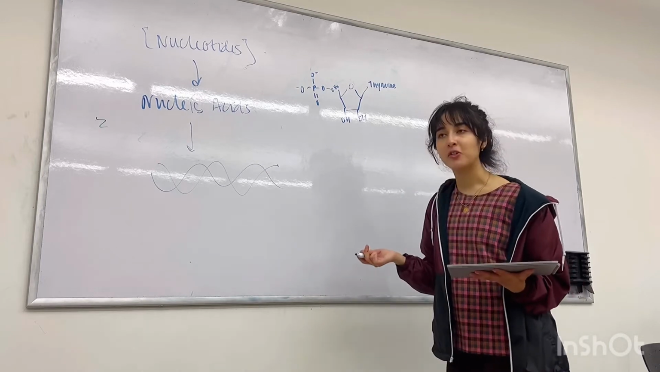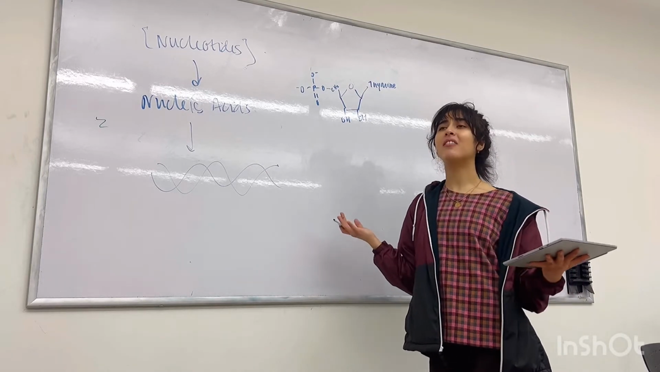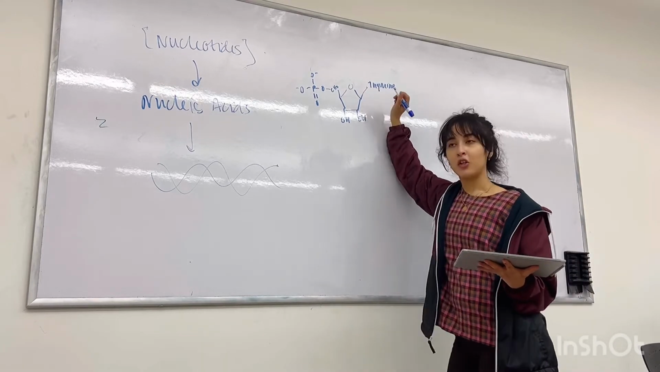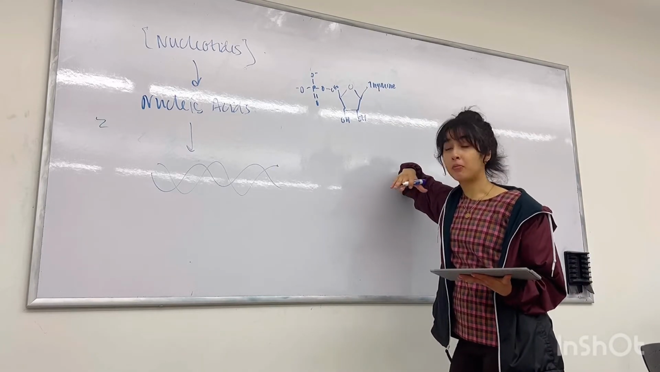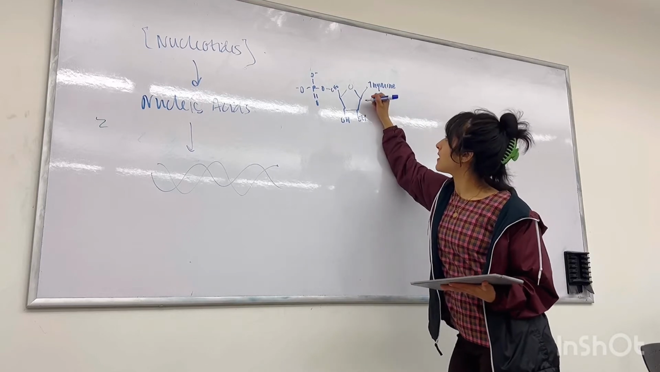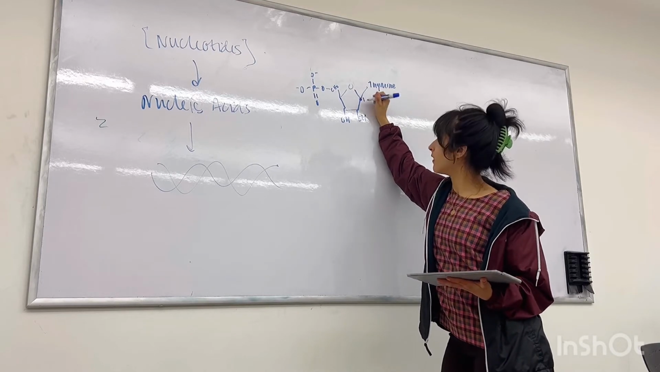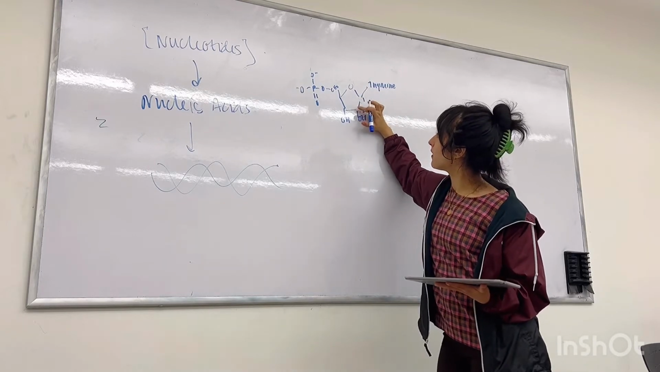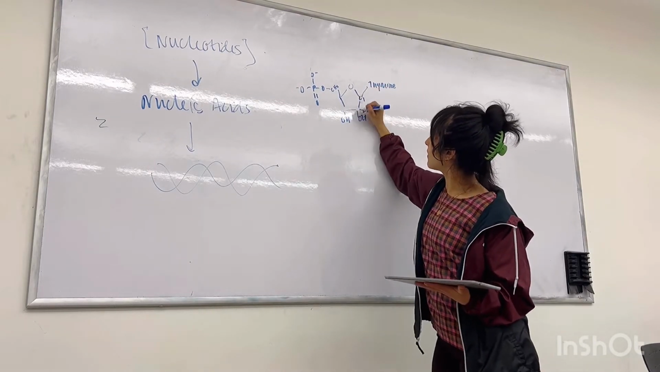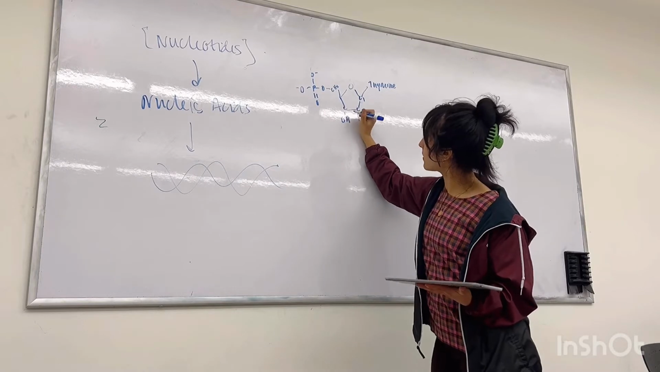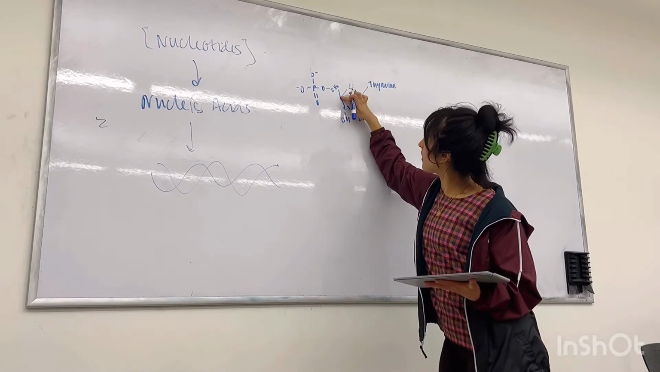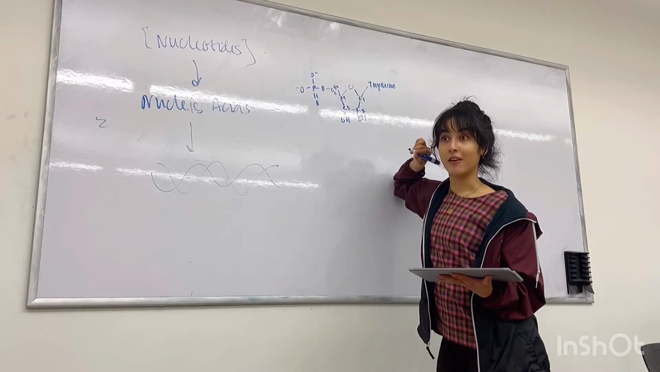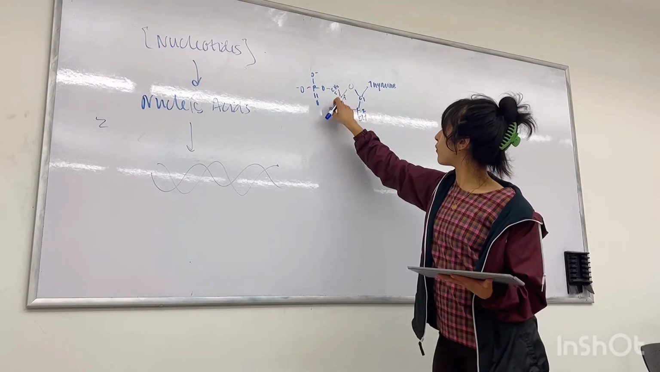A lot of people struggle because they don't understand what the 5 and the 3 are. I'll show you. You're gonna learn this in biochemistry and probably in organic chemistry as well. This is carbon 1, this is carbon 2. We don't really denote it, but if you want me to, I can. This is carbon 3, this is carbon 4, and this is carbon 5. 1, 2, 3, 4, 5.